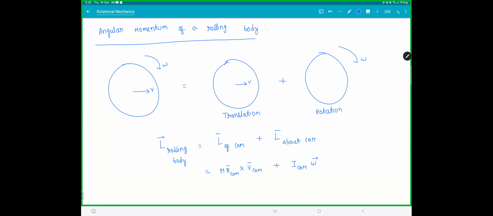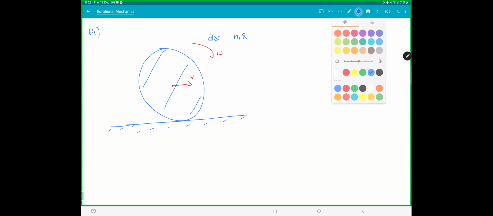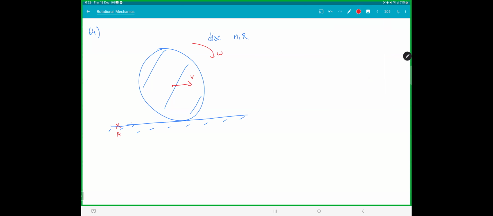We have a disk, mass M, radius R. It is going with V and omega. There is no need for a no-slipping condition. It can go with slipping or without slipping. It doesn't matter. Angular momentum doesn't care. So I'll give you 3 points now. Let's say we have a point A here, a point B here, and a point C here. Find the angular momentum about A, B and C.